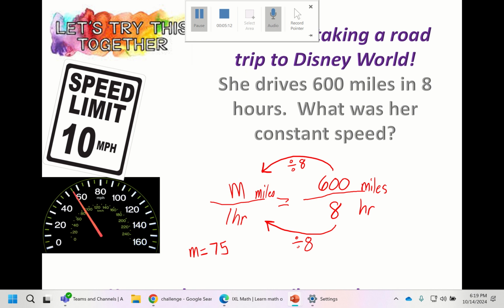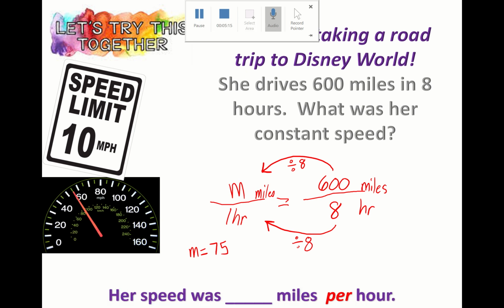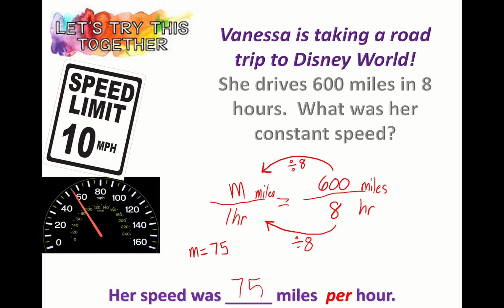Okay, so now that I know that M equals 75, I have to consider what my unit rate sentence is. So to answer the question, what was her constant speed? Her speed was 75 miles per hour. That per means for one or for every hour. So for every hour that she drove, she went about 75 miles in that hour. So you see the sign here, speed limit 10. She definitely was not on a road with only a speed limit of 10.